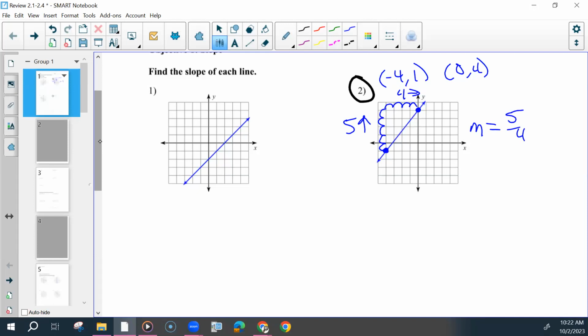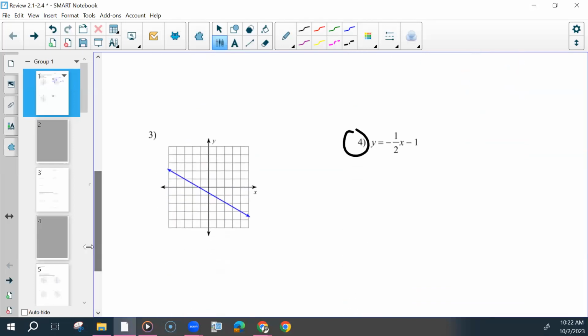Right. Number 4 is an equation. You have to know which number in that equation is the slope. -1/2. Make sure you're putting m equals so that we know the slope is this. Right, go on to the next page.